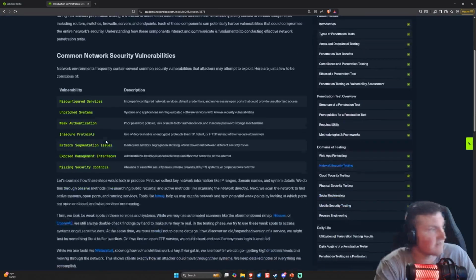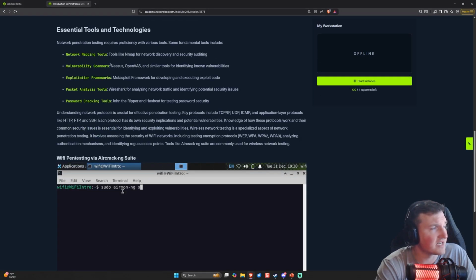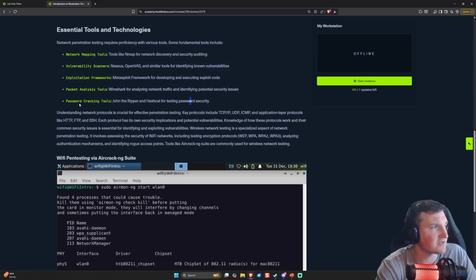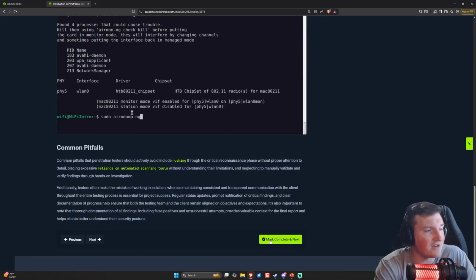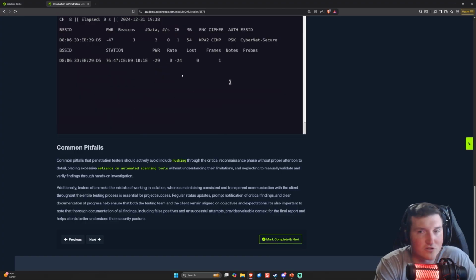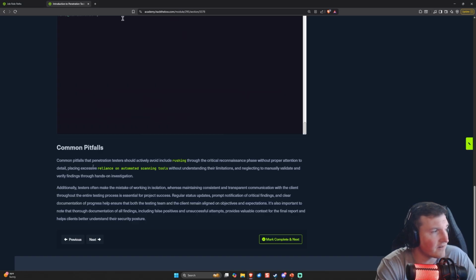Network security testing, right? This is some of the things that they're looking for: misconfigured services, unpatched systems, etc. They have network mapping tools like Nmap, which literally stands for network map, vulnerability scanners, exploitation frameworks, packet analysis tools, password cracking tools. These are all just tools. And I don't understand why they're just listing random tools here, just to give you some guidance, I guess, some examples, but you're not going to learn those on this. So if you don't know these types of tools and this infrastructure and that type of stuff, start learning. This is how you're going to get into it, right?